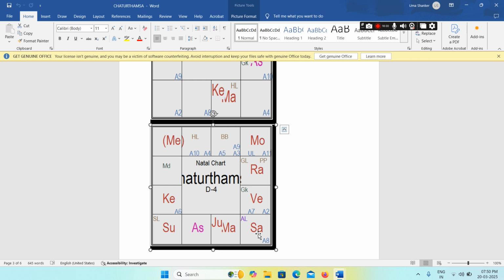So you do not use Rashi Chakra alone to understand the entire aspect of a native's life. You have to see the divisional charts also. I will further use more and more of divisional charts and try to make you understand how these charts have to be used.